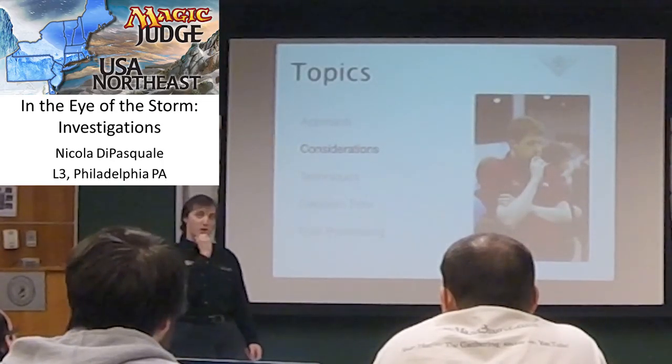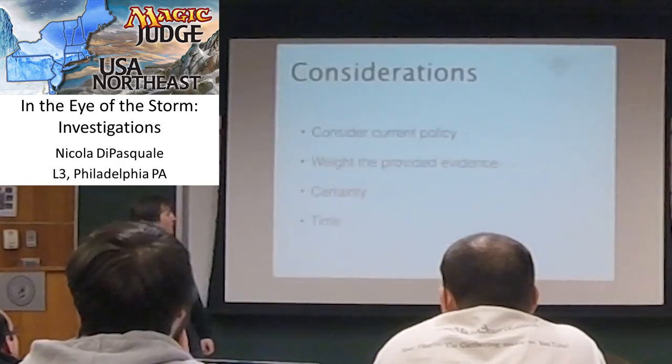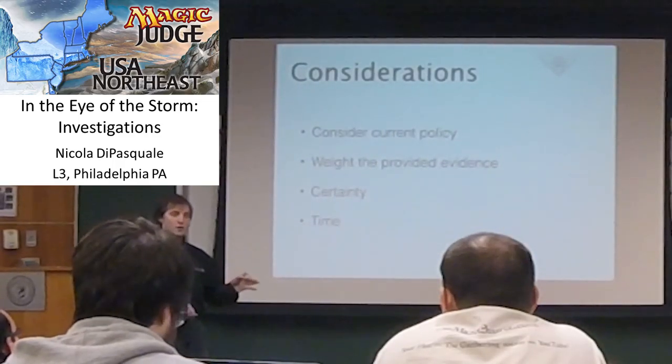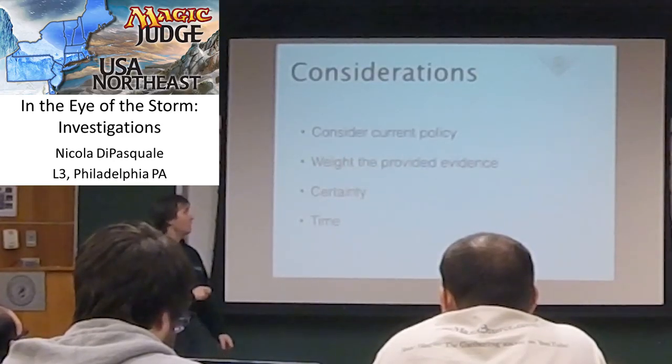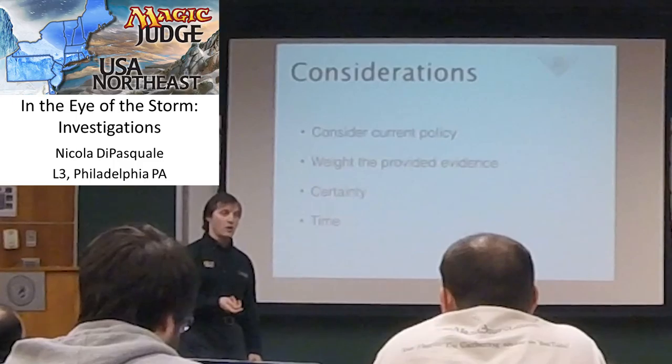Now we're going to talk about considerations. So when we get to a table, what are the kind of things that we want to consider, right? I've touched on some of this stuff already, like Kevin DeFray over there. He's thinking.